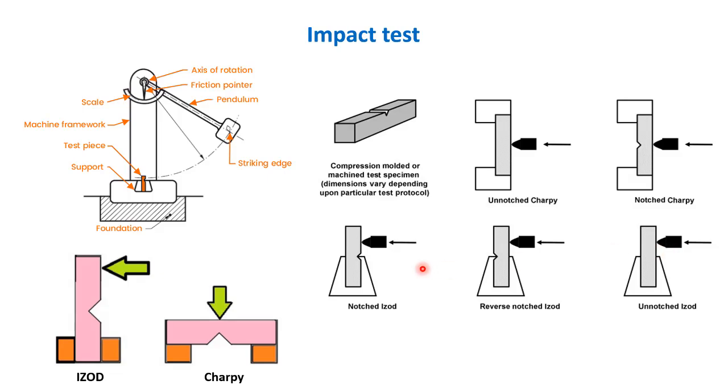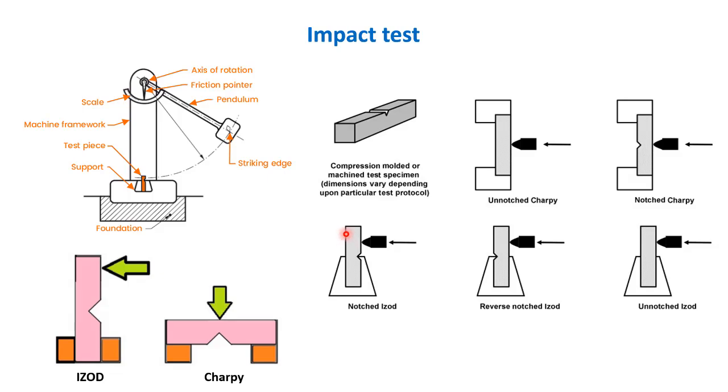And then we have Charpy. Charpy can be an unnotched or a notched test. It is held from two sides and the force is applied at the center. For the Izod, the specimen is held from one side and the load is applied on the other end.